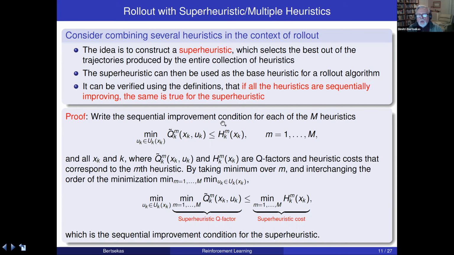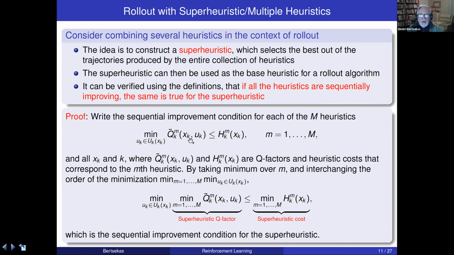So we write the sequential improvement condition for each of the M heuristics. Here we have M heuristics, which we label 1 up to M. And this is the condition for sequential improvement of heuristic M. The minimal Q factor of that heuristic is less than the heuristic cost starting from the state xk. So this holds for every M. I can take the minimum of both sides over M. So on the right, I'm going to have the minimum heuristic cost.